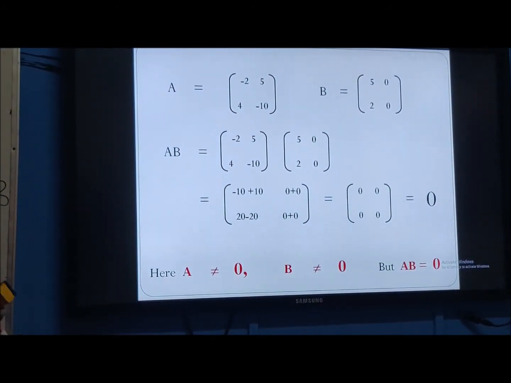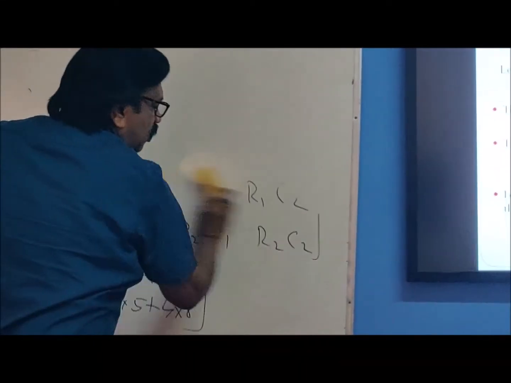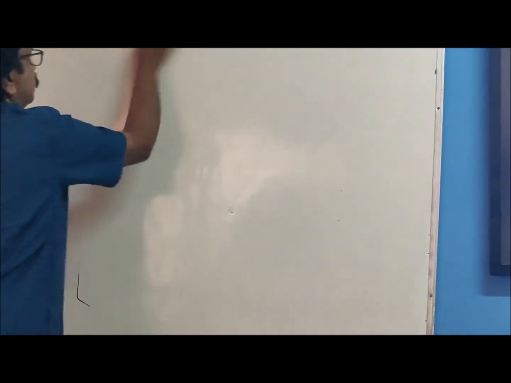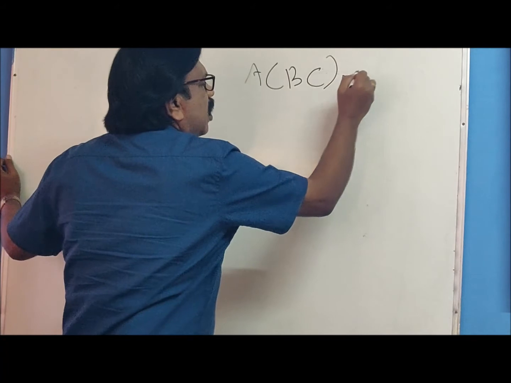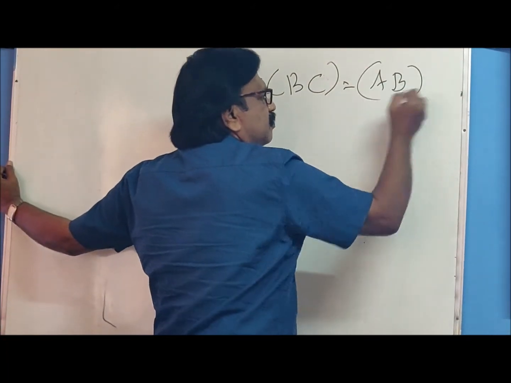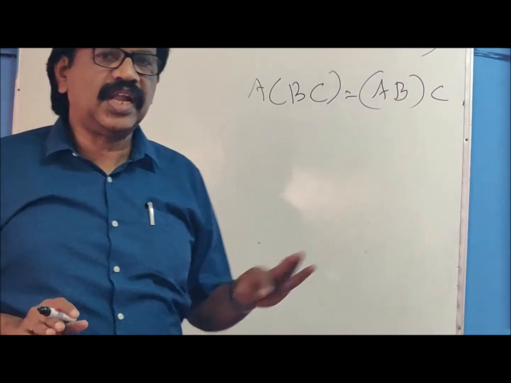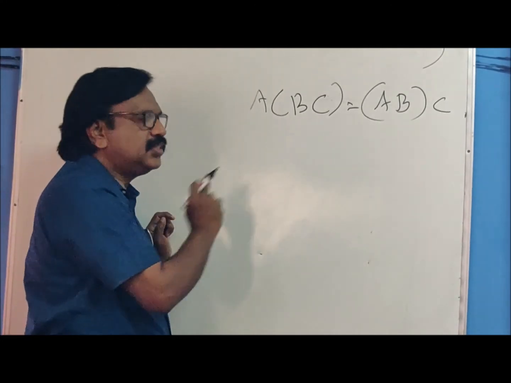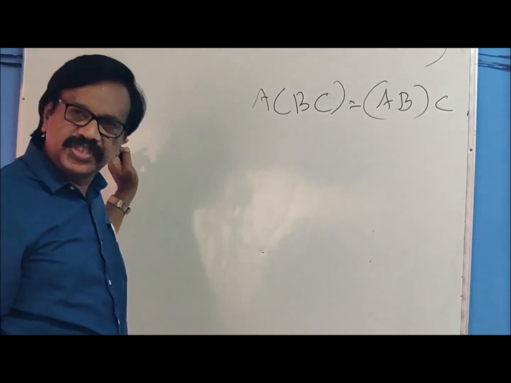Then we will see some properties also. We will just mention them. We are not going to study the proof of all these properties. Just remember the properties of multiplication: A into BC is the same as AB into C. Suppose A, B, C are three matrices which can be multiplied, meaning the orders are suitable. Then A into BC is the same as AB into C. That means matrix multiplication is associative.